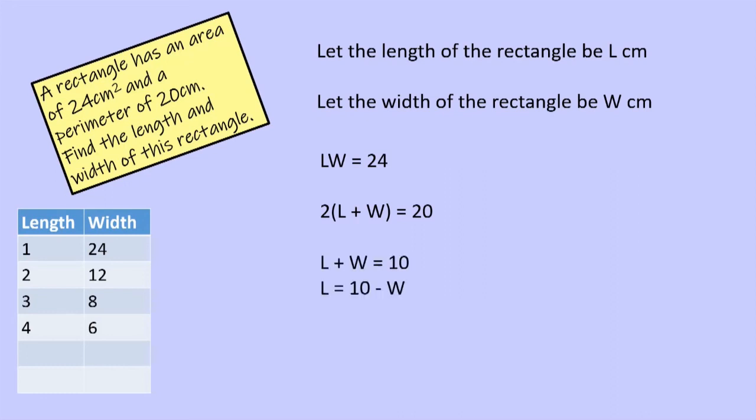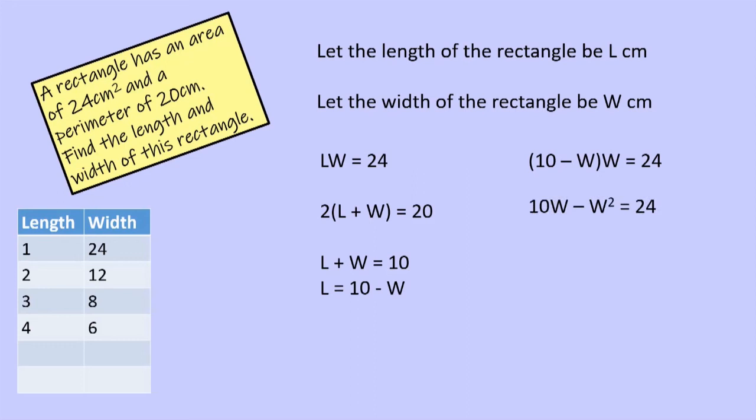So from the second equation, I can divide both sides by 2 and get L plus W equals 10, or rearranging that to give L is 10 minus W. Then I'll substitute that expression for L into the first area equation. So I've replaced the L by 10 minus W. And now I've got an equation that only contains one unknown.